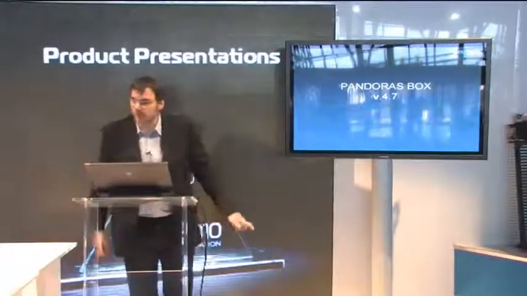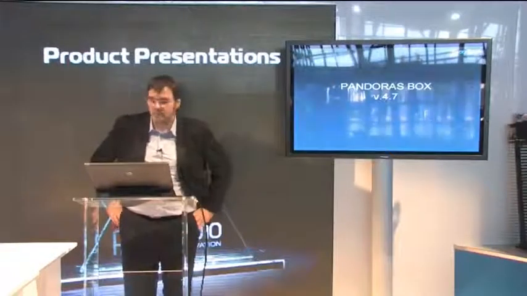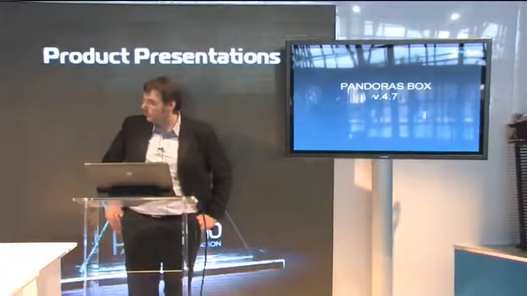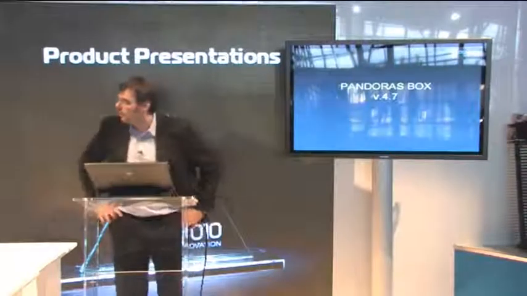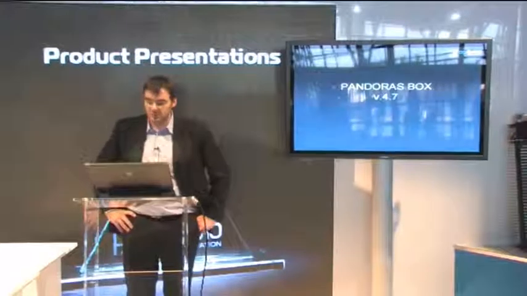My name is Jan Hüvel from company Coolux GmbH in Germany. We are developers and manufacturers of Pandoras box media server, which is the little black unit to my right-hand side, your left-hand side. We are showing our new version 4.7.